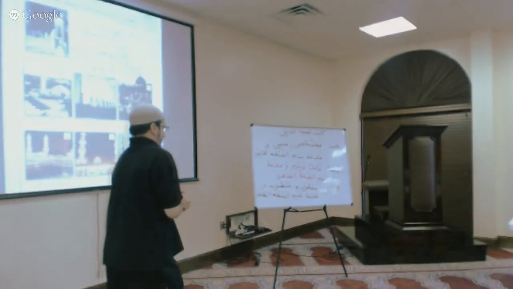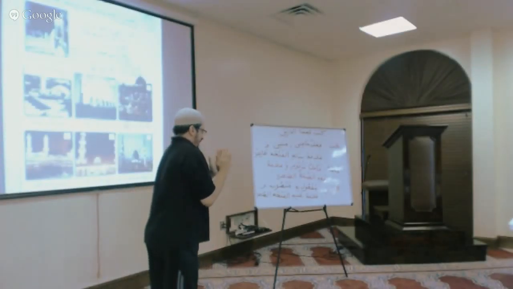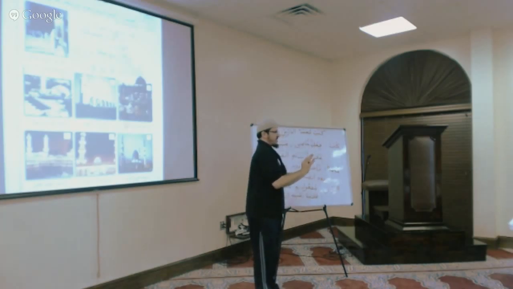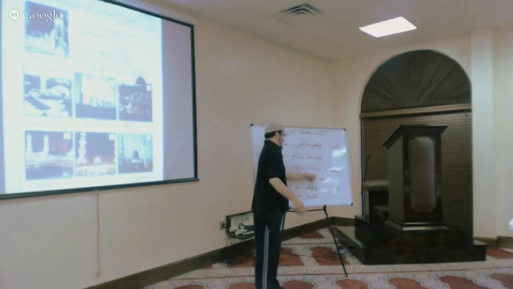That's maf'ul bihi, right? So this one is fi'lun fa'il maf'ul bihi. That's a simple grammatical description. Fa'il is the person doing the action. Maf'ul bihi is what is being done. It's all the same root word: fa'ala, fa'ala, fa'ala. Okay?